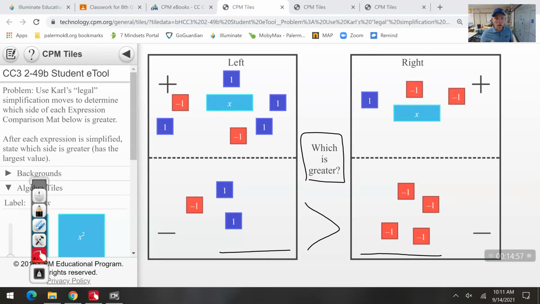Today's lesson is all about learning these 3 legal moves: 0 pairs, flip, and balance. We need to practice these 3 on an expression mat so that we can use these rules down the road. The more efficient we are with these rules of the road, the better we are at driving.